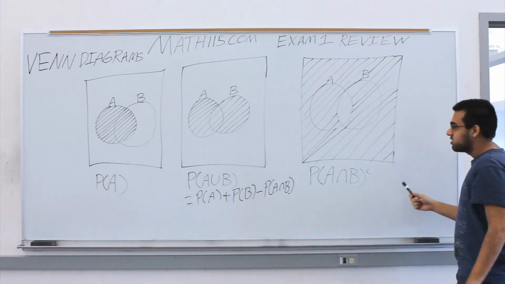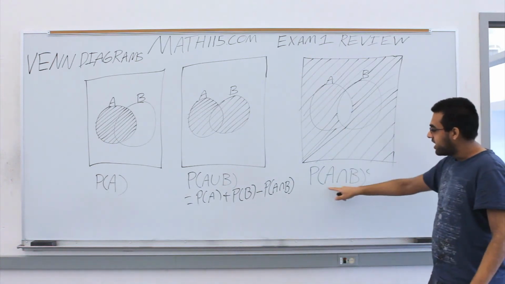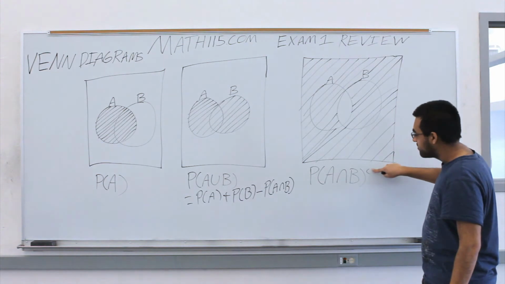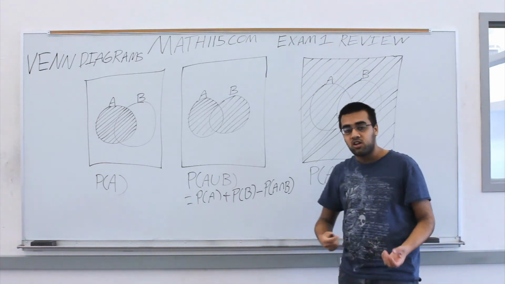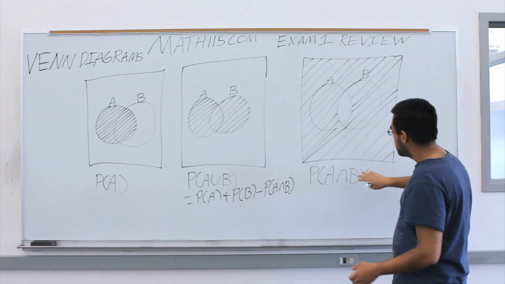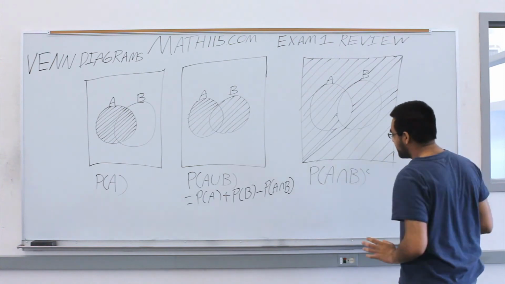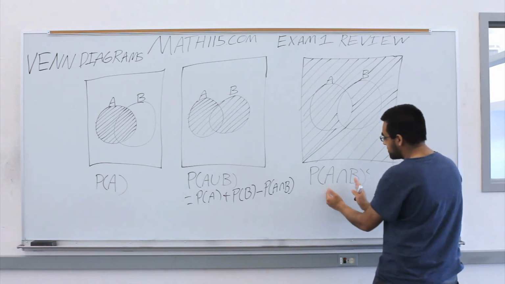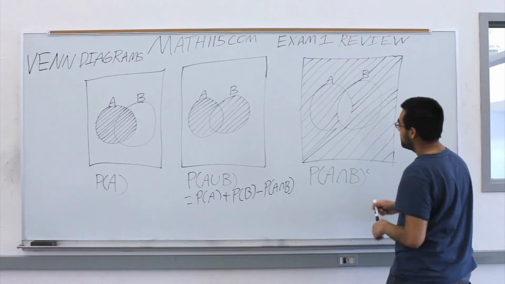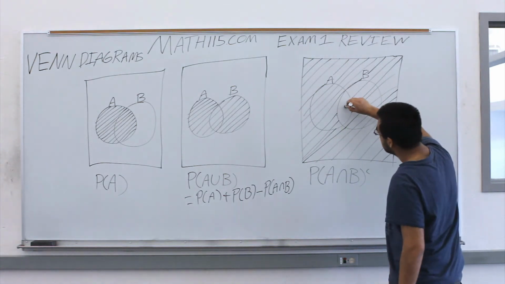Now this one over here is a little bit more tricky. This is A intersect B, but complement. So here's how you should think about complements. Whenever you're presented with a complement, first pretend that it's not even there. So pretend this complement's not even there, and you have A intersect B. So that's this intersection right here, right?